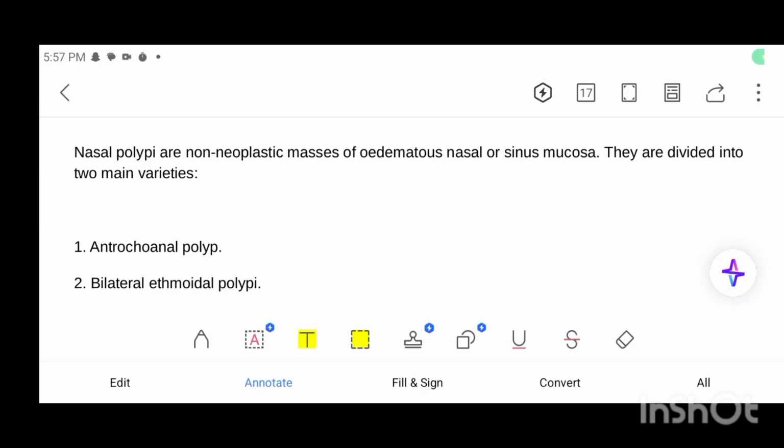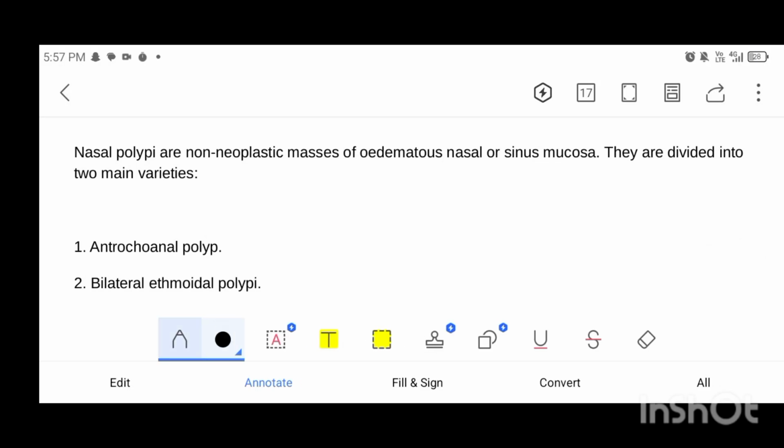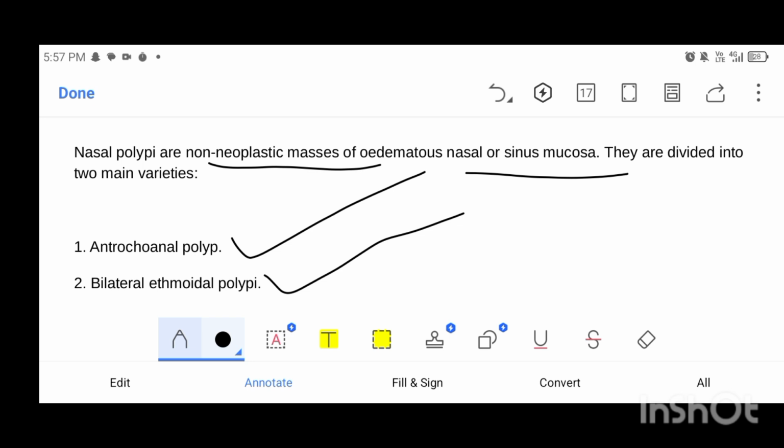I'm going to teach you about nasal polyps. So what are nasal polyps? Nasal polyps are non-neoplastic masses of edematous nasal or sinus mucosa. They are divided into antrochoanal polyp and bilateral ethmoidal polyp. Now let me show you antrochoanal polyp and bilateral ethmoidal polyp.